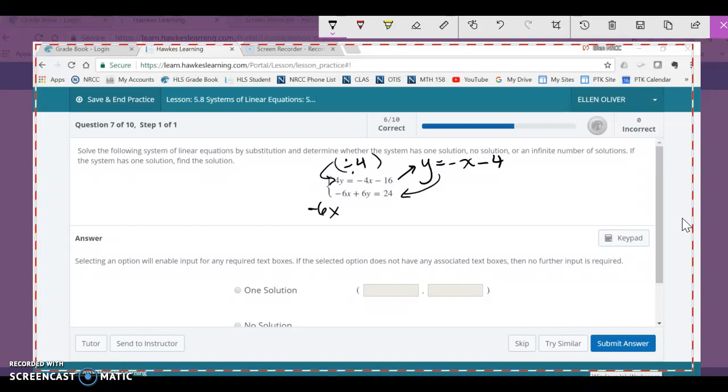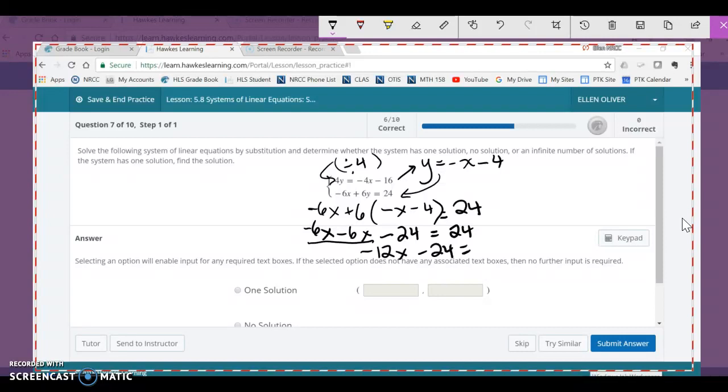So negative 6x plus 6 times y equals 24. And negative 6x minus 6x minus 24 equals 24. Negative 6x minus 6x is negative 12x. Add 24 to both sides. So negative 12x equals 48. Divide by negative 12. X equals negative 4.